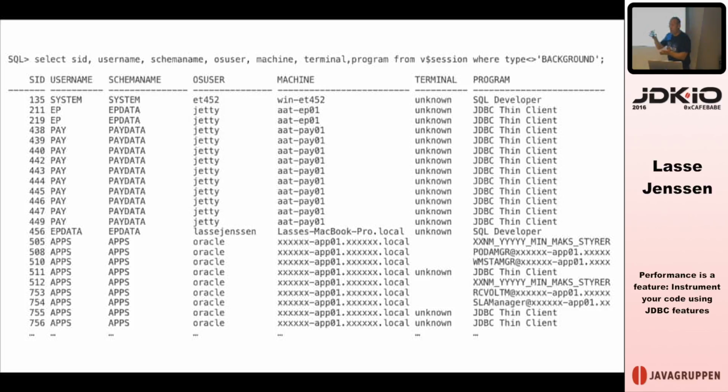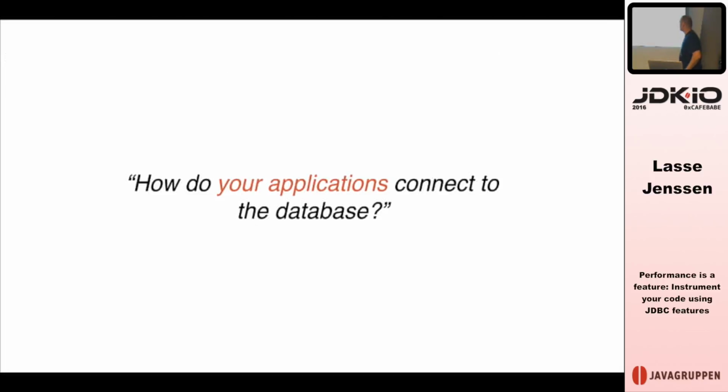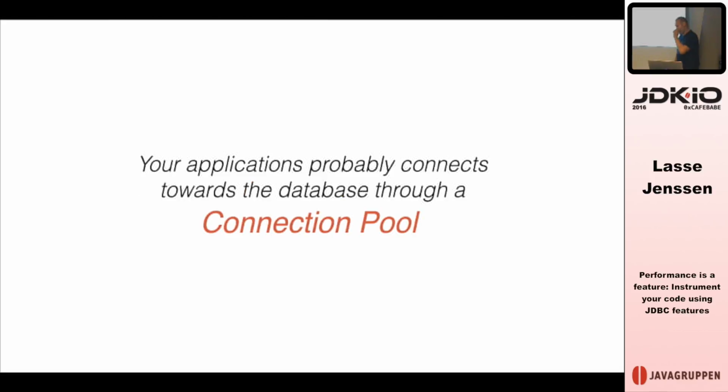The same with the V$SQL, where all my SQLs are stored, the execution plans and the SQLs. I just don't know which SQLs are tied to my payment list. Of course, I could start to talk to the developer, and that would take a lot of time, but it does work. So how does your application actually connect to the database? And of course, it connects through a connection pool.